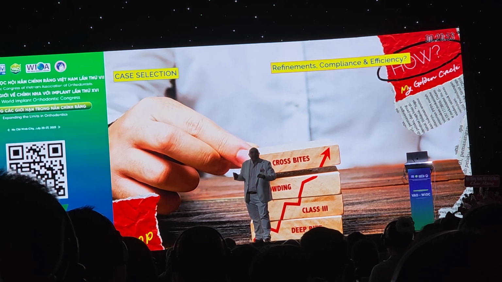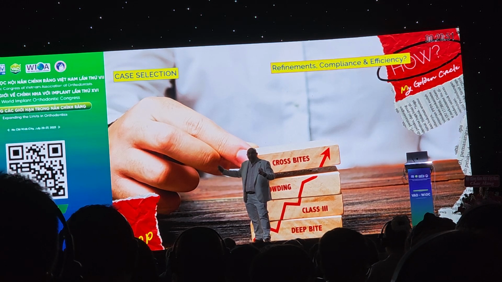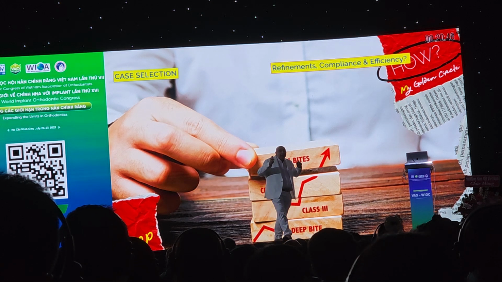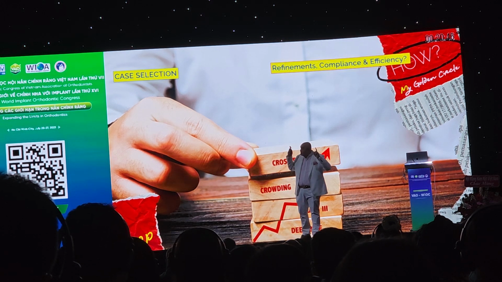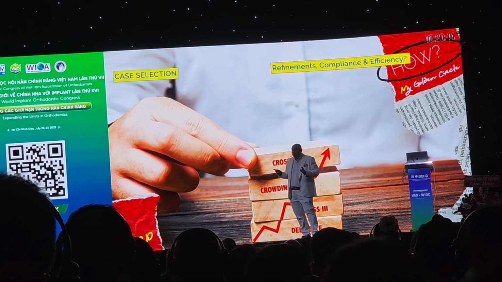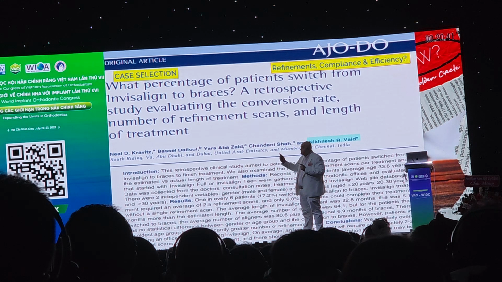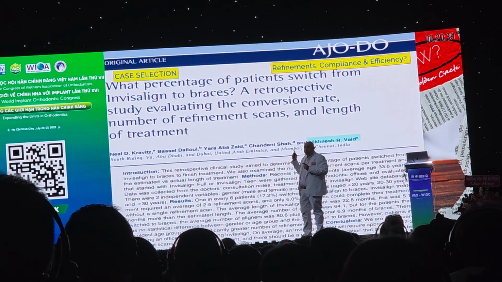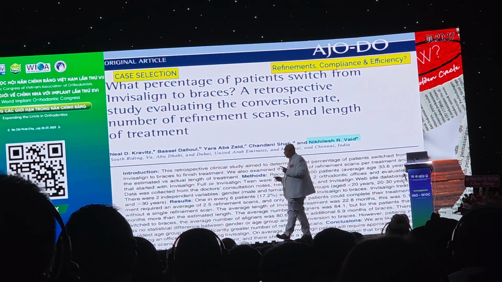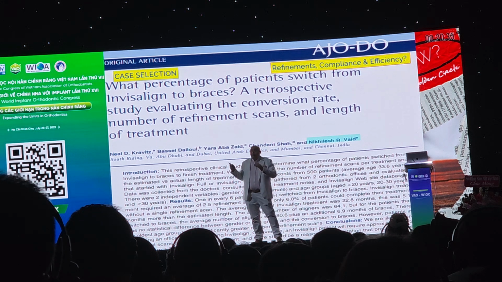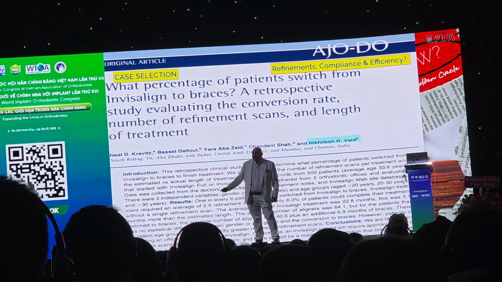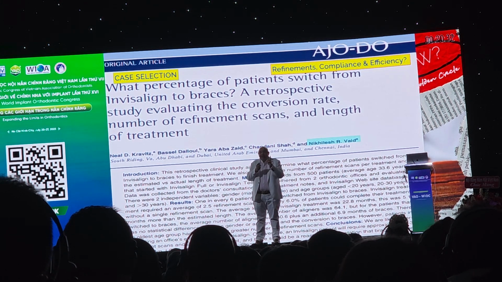Unfortunately, we had no such information until 2024 when we published this paper about refinement protocols used in leading orthodontist offices on clear aligners. So, this was the paper that we published in the American Journal of Orthodontics. Now, this is only part of the data. The other parts you will see published later this year.